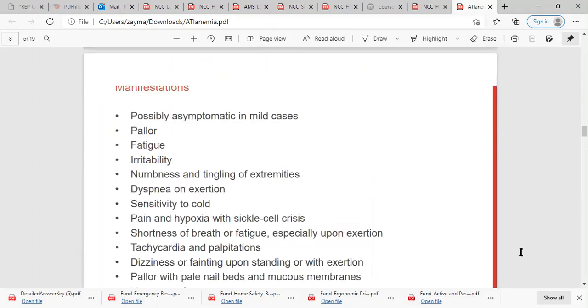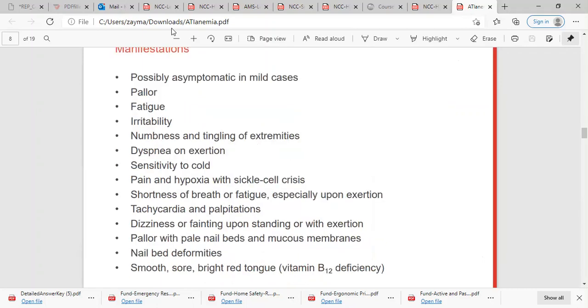So I wanted to pull up the real difference I saw. It's not much, but between the children's and the adults' anemia PowerPoint. Let me move. I can't hide these.